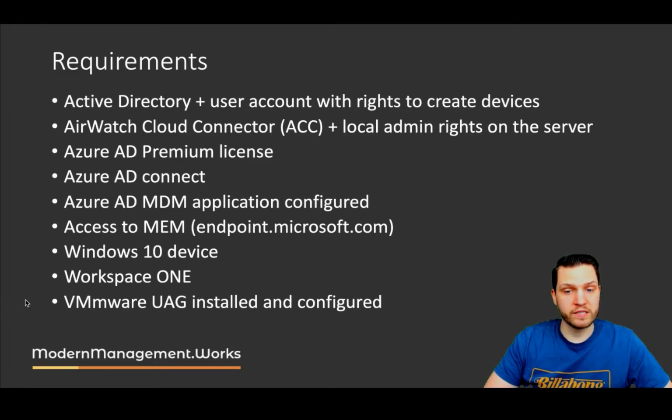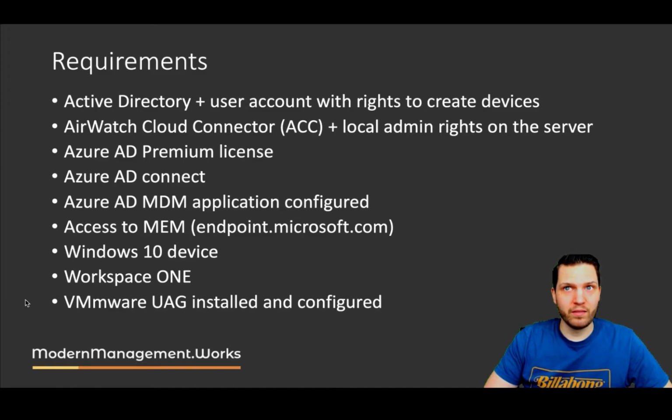Then you need access to MEM, Microsoft Endpoint Manager, or endpoint.microsoft.com to make sure that we can configure the AutoPilot profile and we can assign the profile to our devices. The most obvious one is, of course, you need a Windows 10 device and you need Workspace ONE, because when you want to do AutoPilot Hybrid Join with Workspace ONE, you need one device and, of course, Workspace ONE for it.